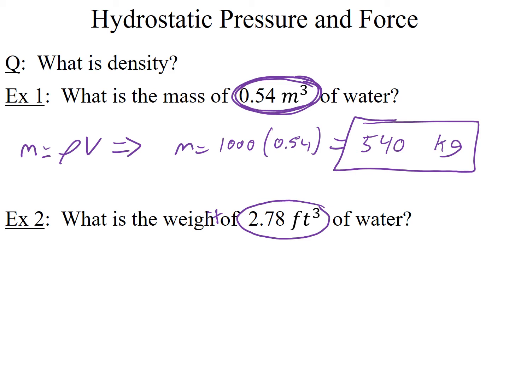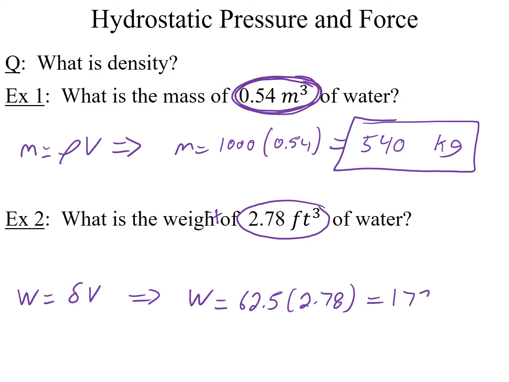But since I want the weight, you're going to do the same thing. You're just going to use the other formula. The other formula said that the weight of the water is the delta times the volume, the weight density times the volume. So you're going to get the weight instead of the mass this time. So weight is delta, which is 62.5, times the 2.78. So 62.5 times 2.78, and you get 173.75. And what are the units going to be? Well, if this is in English units for volume, which is cubic feet, then the weight will be in pounds, the English unit for weight. That's how much the water will weigh.